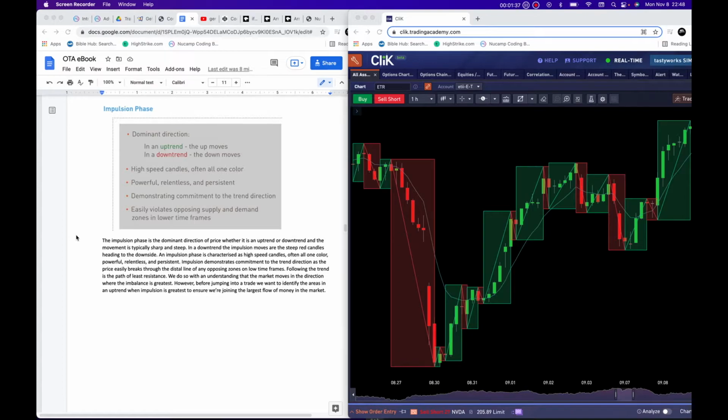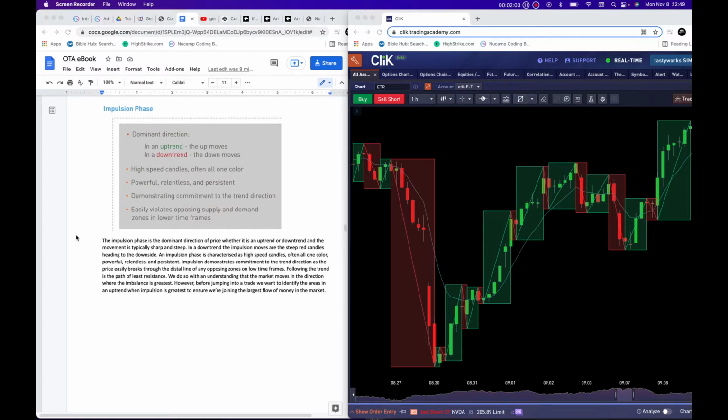Impulsion demonstrates commitment to the trend direction as price easily breaks through the distal line of any opposing zones on low time frames. Following the trend is the path of least resistance, and we follow the path of least resistance with an understanding that the market moves in the direction where the imbalance is greatest.